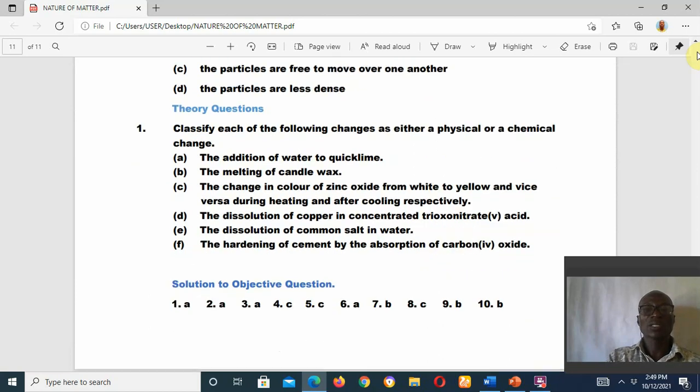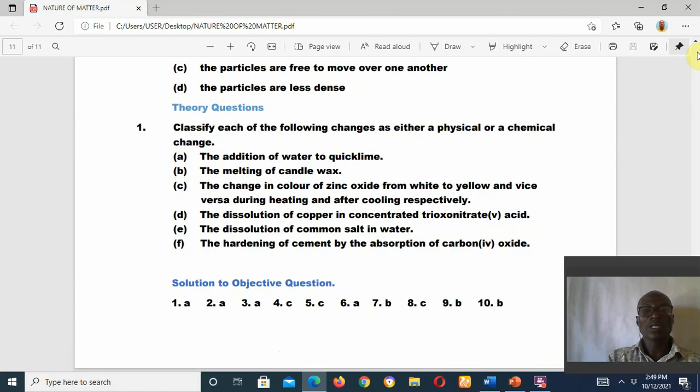And here is one theory question. Go through the theory question and see how well you'll be able to do. The question reads, classify each of the following changes as either physical or chemical change, from A to F. Then solutions to the objective questions just read are provided from question number 1 to 10.